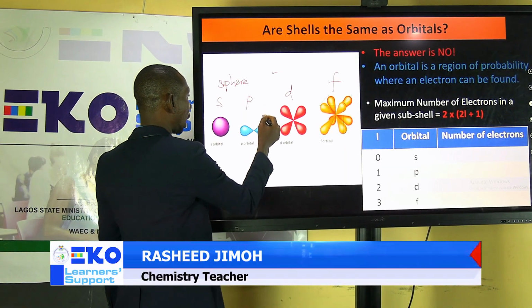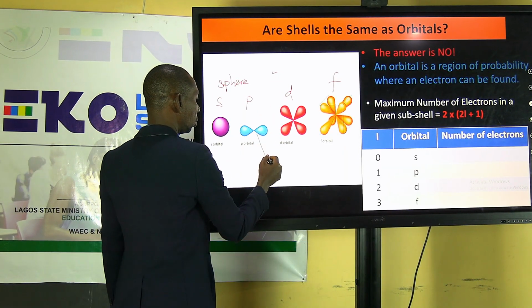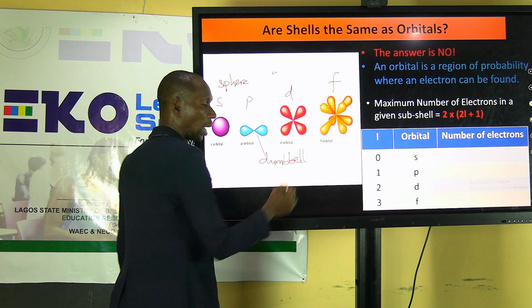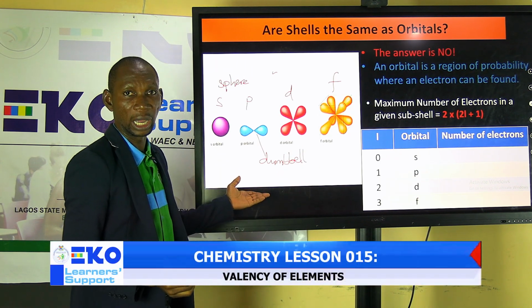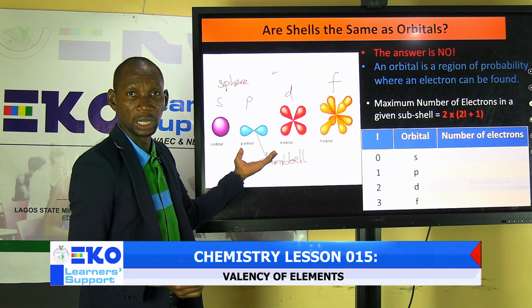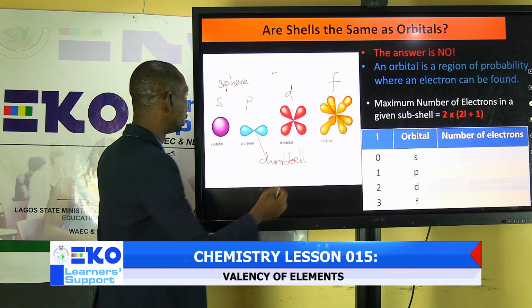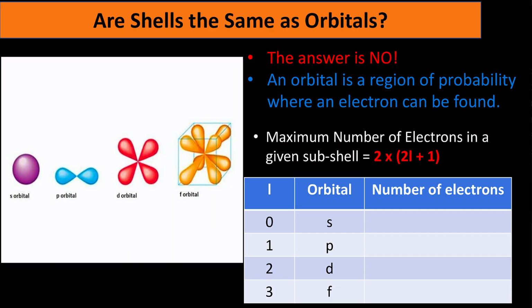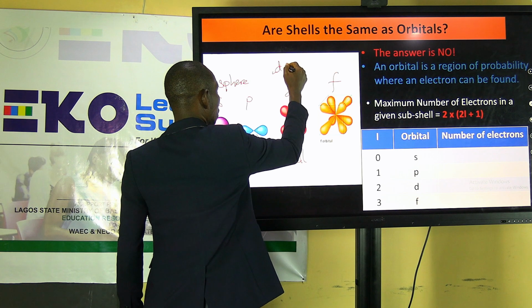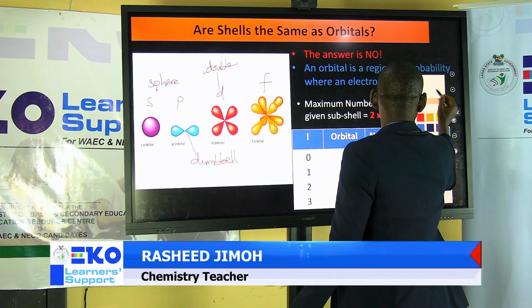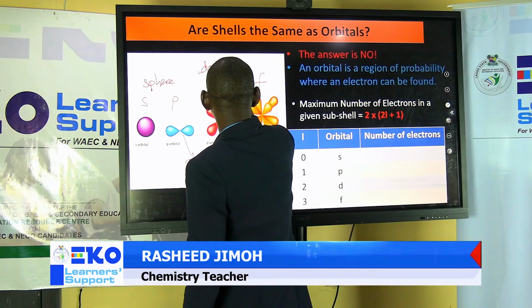The p orbital has a shape that is referred to as dumbbell. Can you say that? Yes, dumbbell. That is the shape of the p orbital. This is where you have most of the p block elements. Dumbbell. Then the d orbital, which holds the transition elements, has a more complex shape that we'll describe as double dumbbell. That sounds like a rhyme there. Double dumbbell.